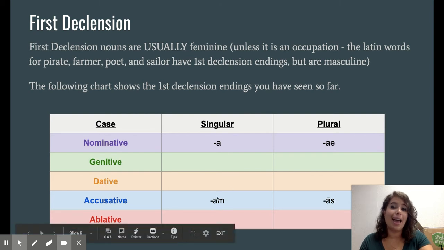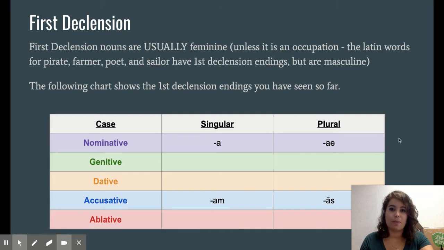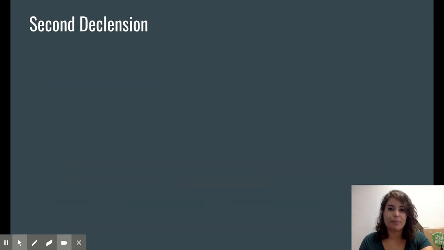If it's AM, it's going to be a singular direct object, and the same thing for our plurals. So that's first declension. This is fairly common. There's a lot of first declension nouns, and you should have seen quite a few of them last year. And again, new students are going to see a lot of them in our vocab review that we're doing.